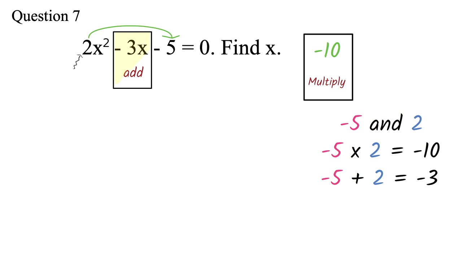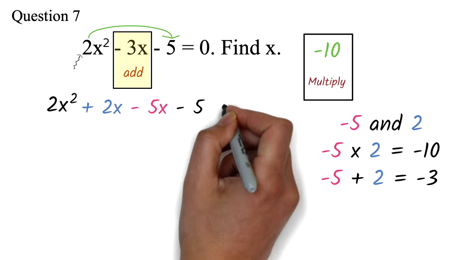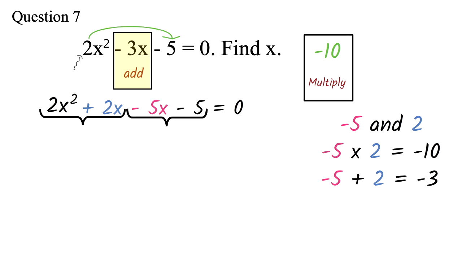Step 3. Replace this minus 3x with the two values. So we have 2x squared plus 2x minus 5x minus 5 equals 0. Notice we haven't changed the equation. Plus 2x minus 5x is the same as minus 3x. Step 4. We group two terms each and factor the common terms in each group. For the first two terms, 2x is common to both, so we can factor 2x out. What will be left will be x plus 1. For the second part, we can factor negative 5 out. What will be left is x plus 1.